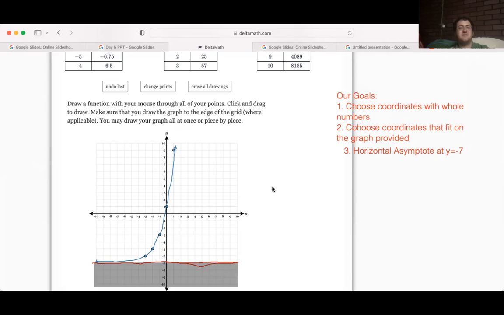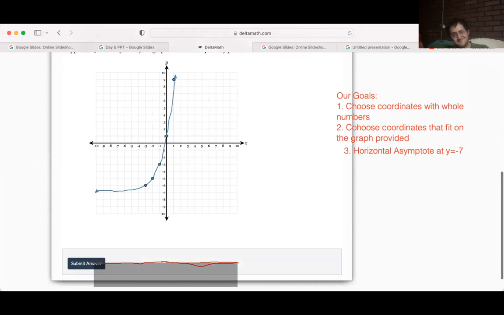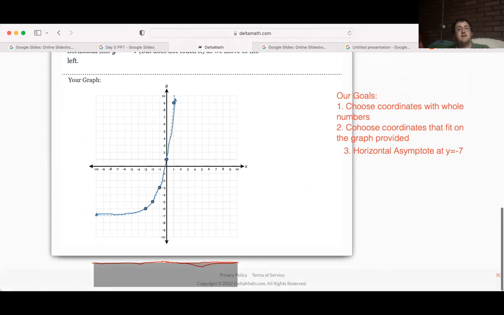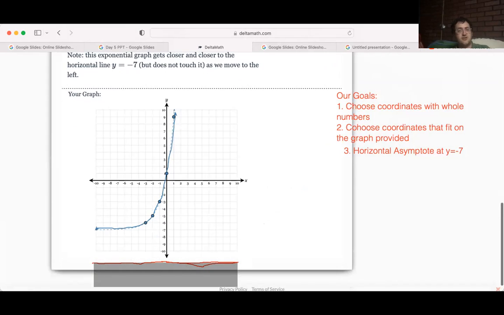And what do you know? Let's see how we did. And you could see your graph versus the dotted line, which was the solution graph. So we did pretty well on that.